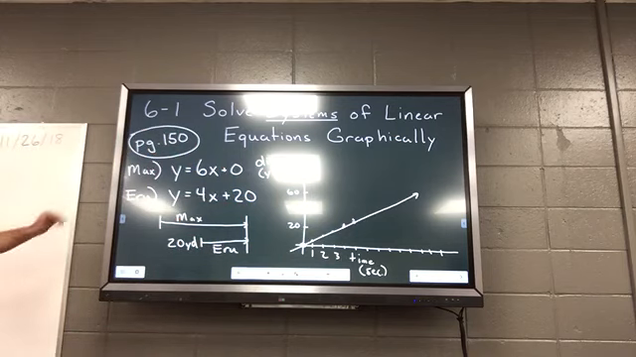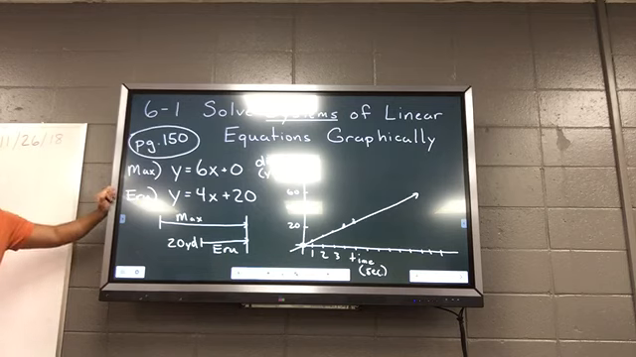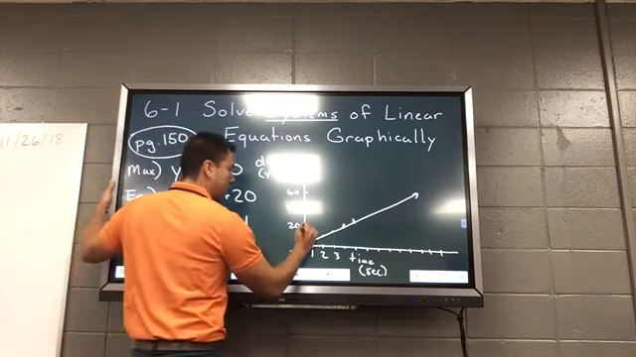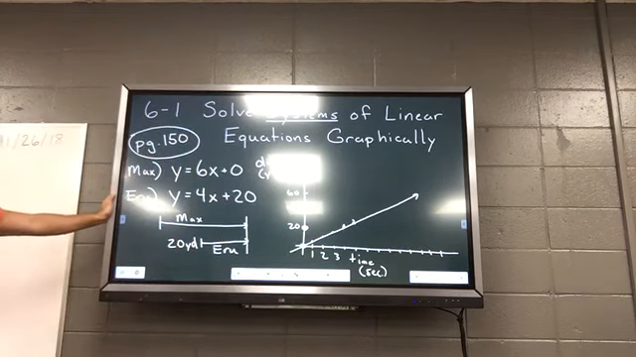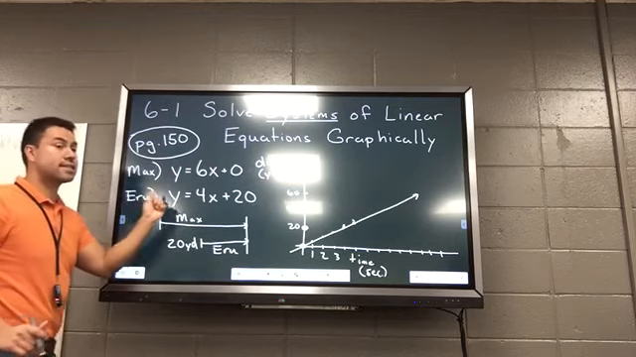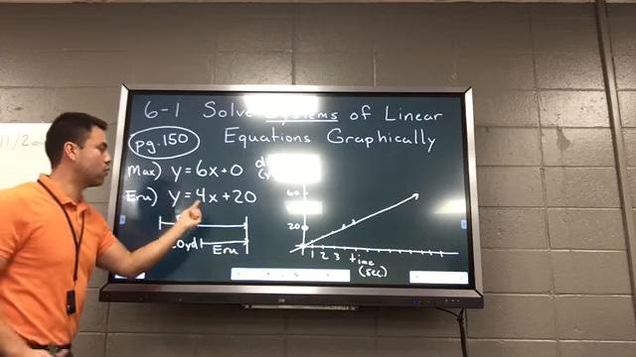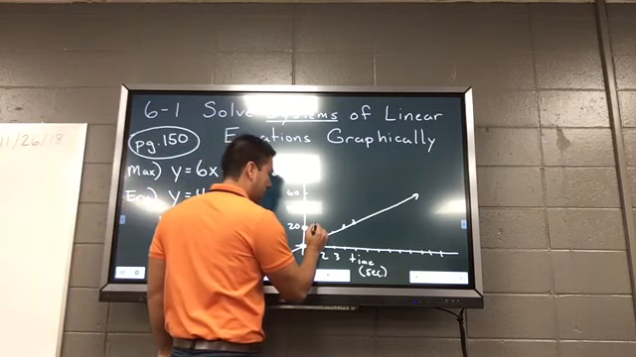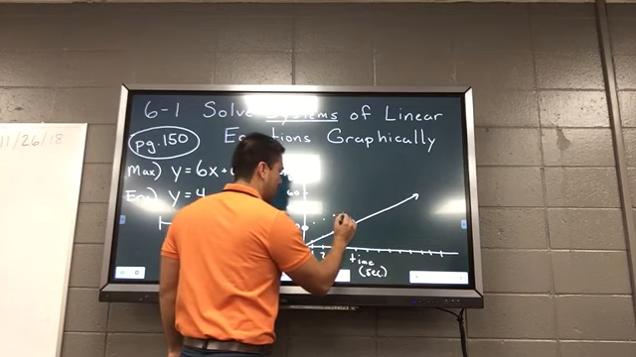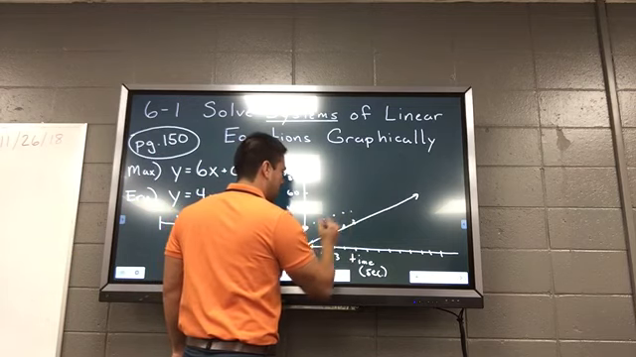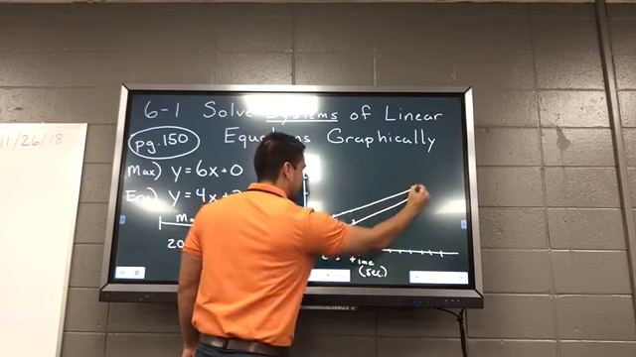Okay, Eru, where does he start on the graph? 20. He starts up here at 20 because he already had a 20-yard head start. And what's his slope? 4 over 1. Up 4 over 1, up 4 over 1, 4 over 1. Okay, and I'm going to extrapolate that one.